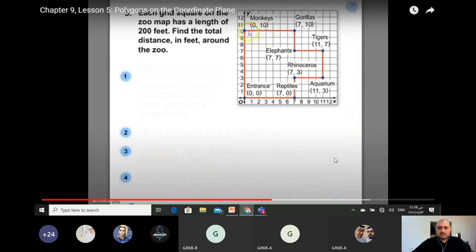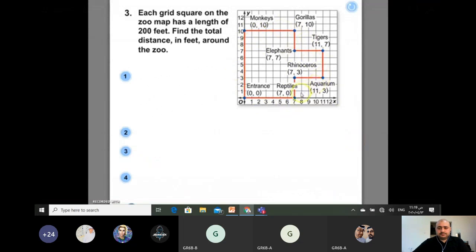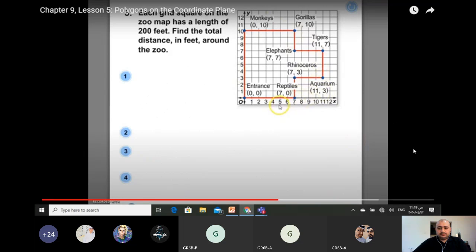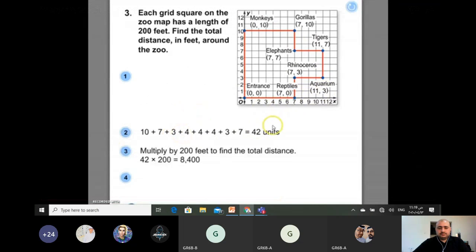To summarize, we plot our points, we figure out the length of each side either by counting or by subtracting x and y coordinates. Once you do that, you add up all of your side lengths, and then you multiply by the actual length of one unit. And this tells you the total perimeter in feet, 8,400 feet.